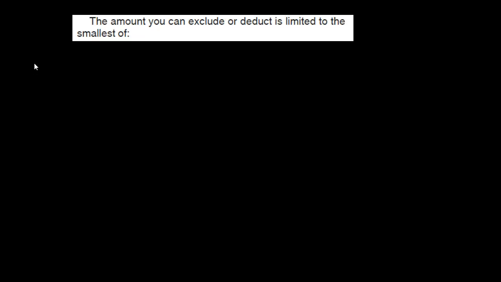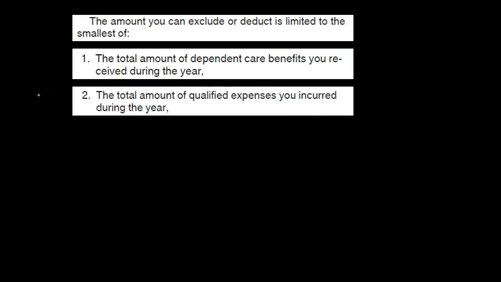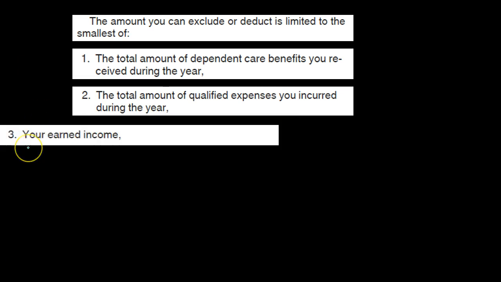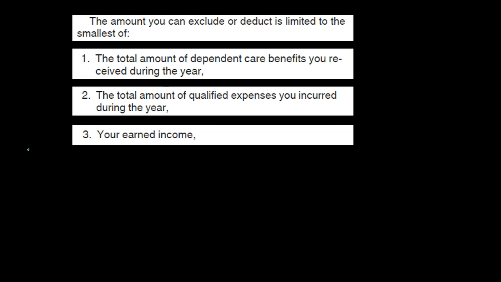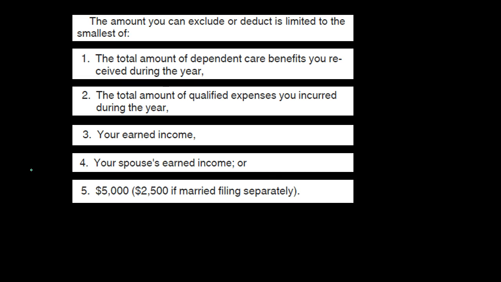The amount you can exclude or deduct is limited to the smallest of: 1. The total amount of dependent care benefits you received during the year, or 2. The total amount of qualified expenses you incurred during the year. 3. Your earned income. 4. Your spouse's earned income, or $5,000, $2,500 if married filing separately.